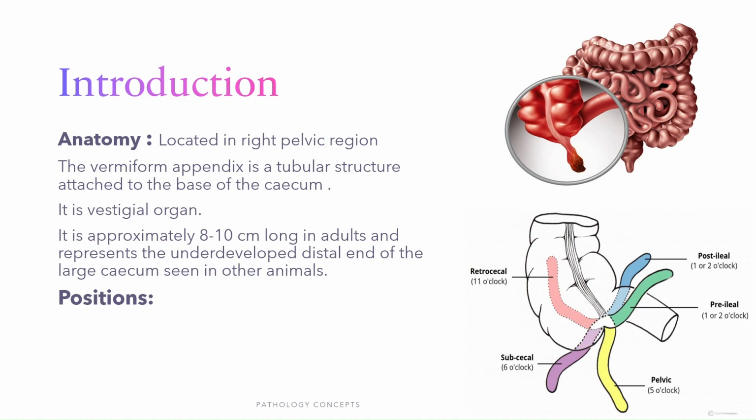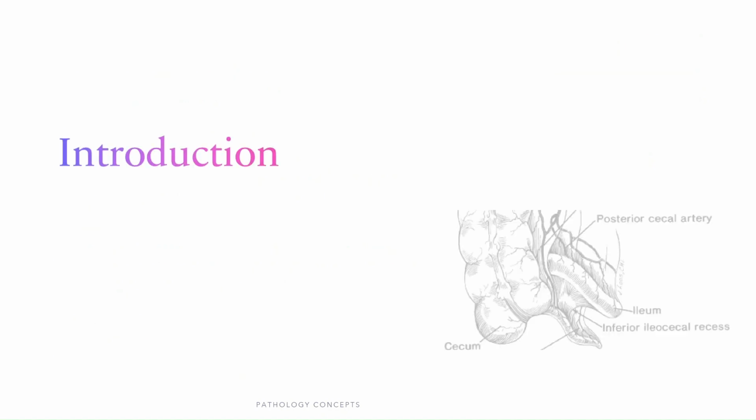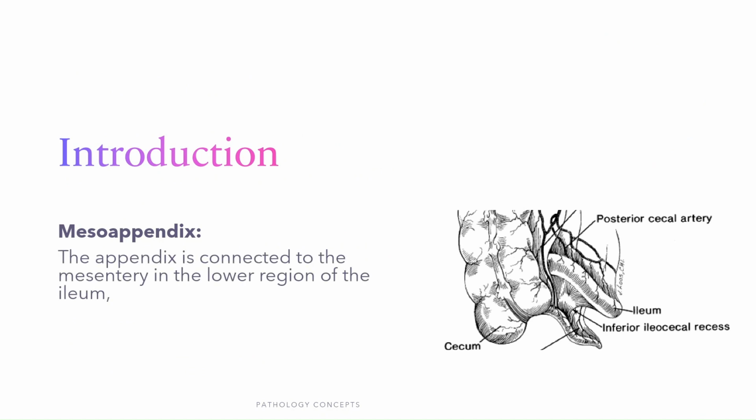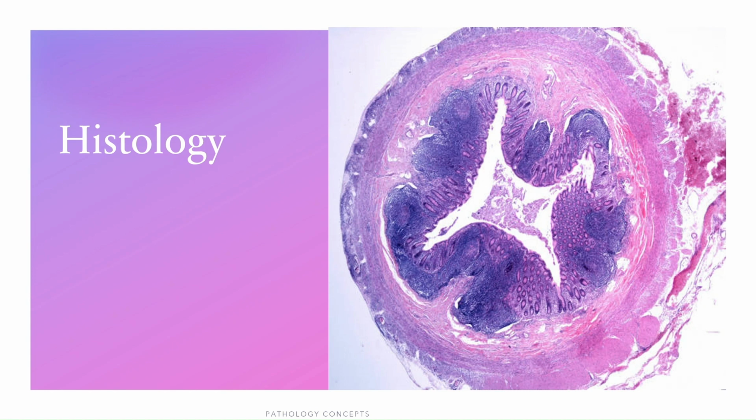Mainly 5 positions are seen in the appendix. The most common position is retrocecal and retrocolic, consisting of 75%. The second most common is subcecal and the pelvic position, and the rare positions are pre-ileal and post-ileal. The appendix is connected to mesentery in the lower region of ileum by a short region of mesocolon known as mesoappendix. Now let's understand the normal histology of appendix.